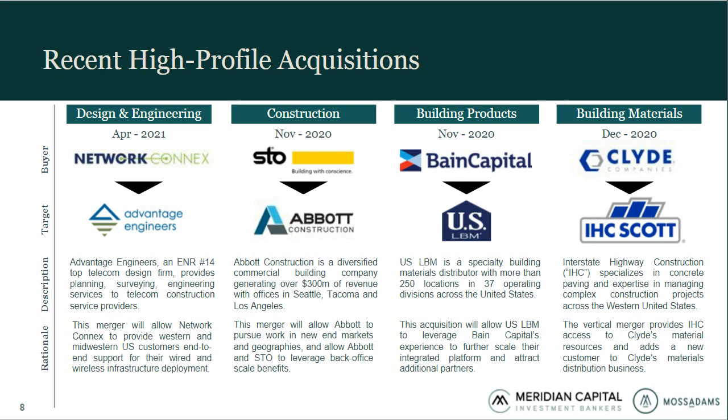So interesting case studies here and examples of strategic buyers and private equity buyers. Private equity being Bain Capital on this page, and Oryx through Network Connex, and then strategic buyers being Clyde Companies and Stowe, for the rationales of why they're interested in these acquisitions in particular, but also how those acquisition strategies transcend to broader industry trends.